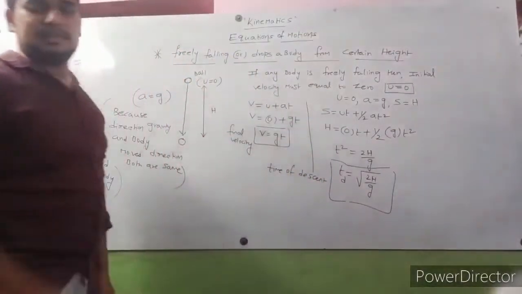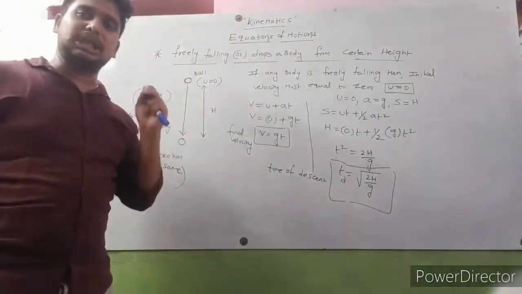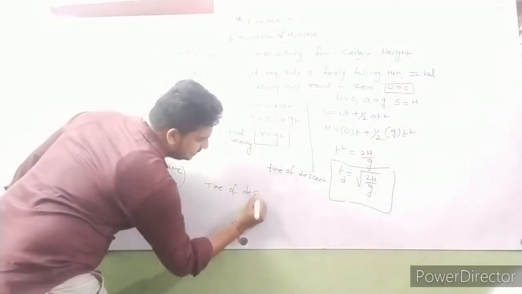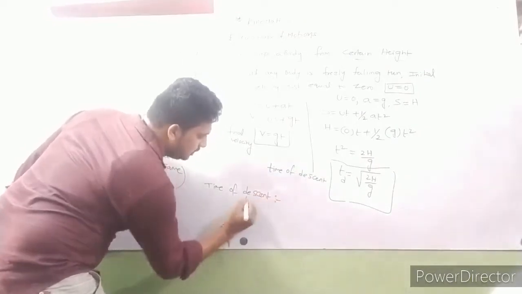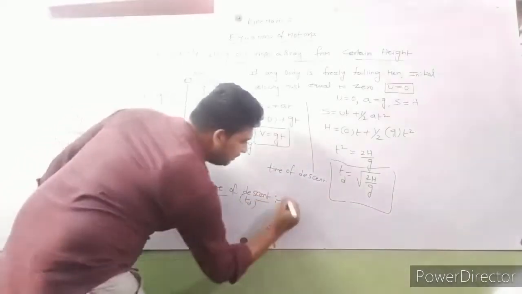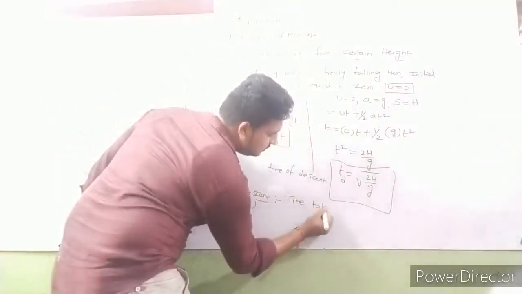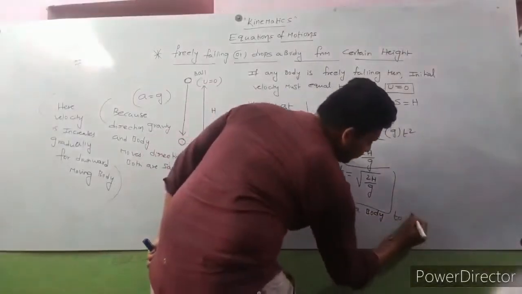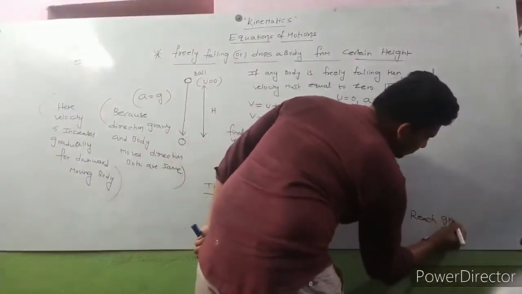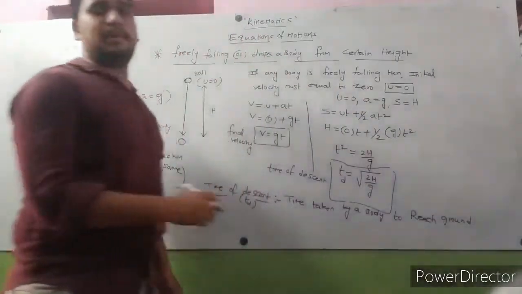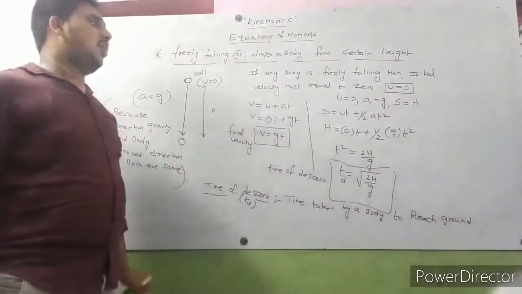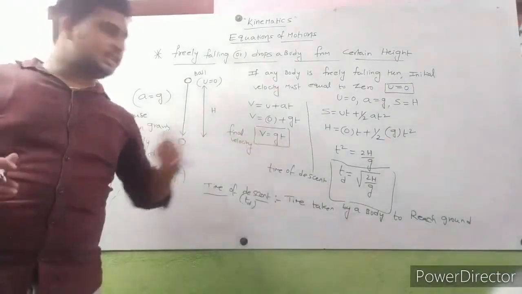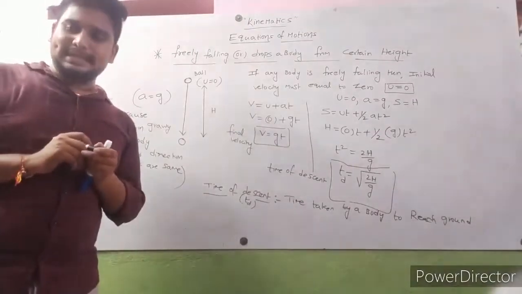What is meant by time of descent? Time taken by a body to reach the ground. TD is equal to the time taken by a body to reach the ground, called time of descent. So we got two formulas here. Final velocity v is equal to gt and TD is equal to root 2h by g.